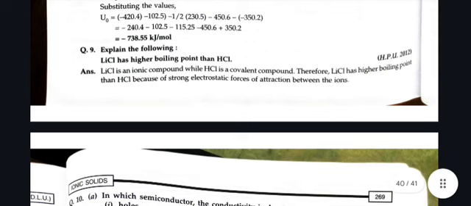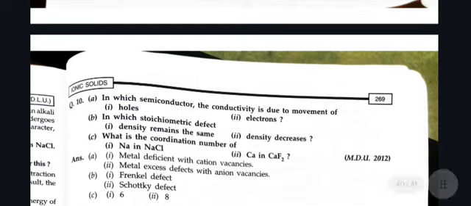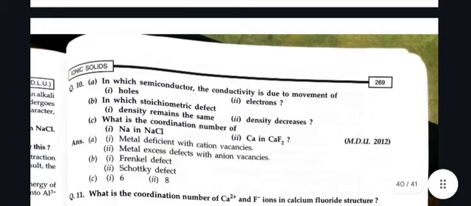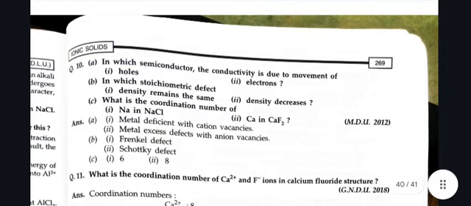In which semiconductor is the conductivity due to movement of holes and electrons? Metal deficient with cation vacancies. In this kind of semiconductor, conductivity is due to movement of holes, and in metal excess defect with anion vacancies, conductivity is due to movement of electrons.